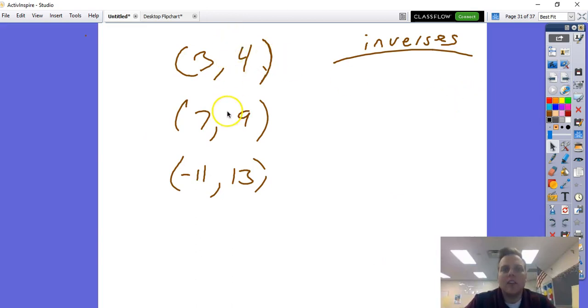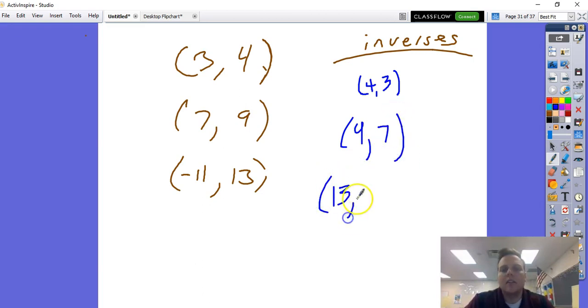Let's say you have these 3 points. What would be their inverses? Well, hopefully you're like, oh, that's obvious. 4, 3, 9, 7, and 13, comma, negative 11. Now, what did I do each time? I just switched x and y every time.